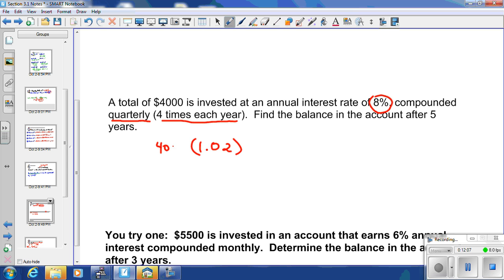I'm starting with $4,000. I'm going to multiply that times 1.02 until I cover a span of 5 years. Well, if I'm doing this quarterly, which is 4 times a year, for 5 years, ask yourself, what power do I need? How many times do I have to multiply by this number? Well, 5 years, 4 times a year, equates to 20. So when I type in 4,000 times 1.02 to the power of 20, this becomes $5,943.79.